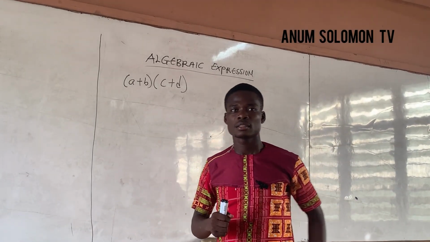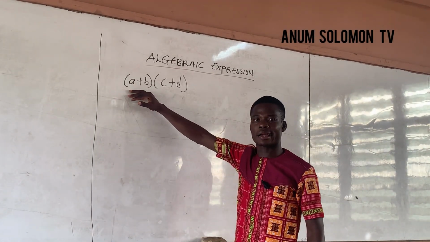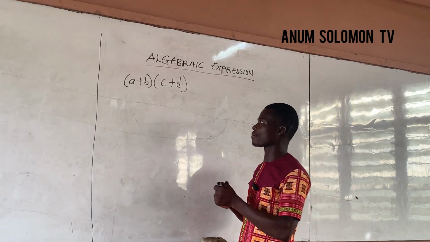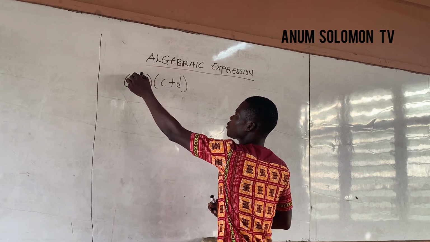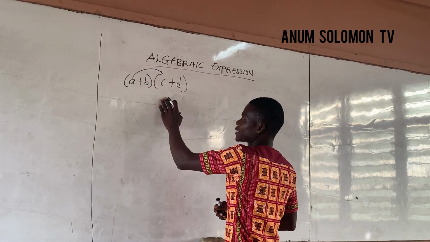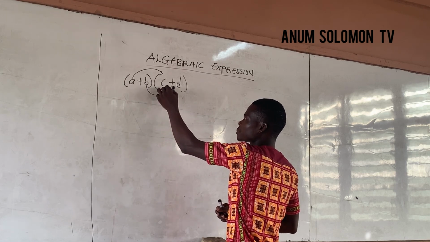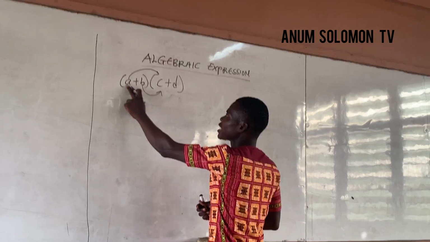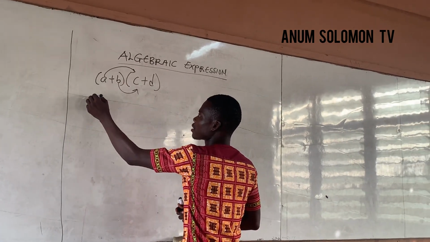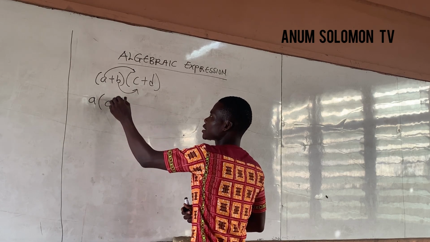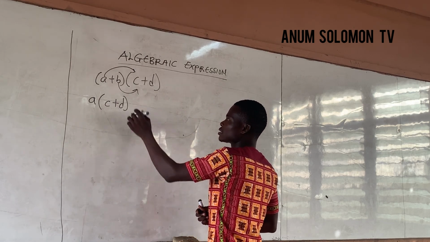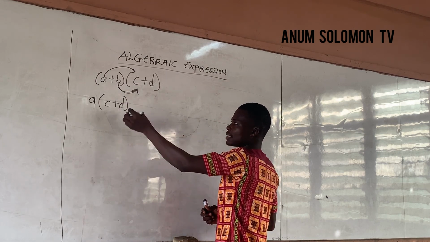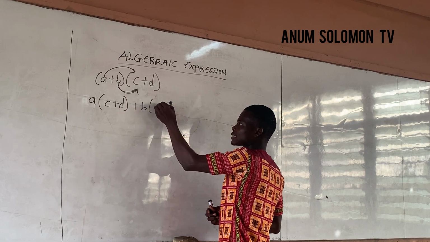In this case, we use the terms in the first bracket to expand the second bracket. So we take the first term. The first term is A. So we use this A to expand this bracket. After that, we use the B to expand the same bracket. When we use the A to expand the second bracket, we have A(C plus D). After that, you use the second term in the first bracket, that's B, to expand the same second bracket, and we have B times (C plus D).